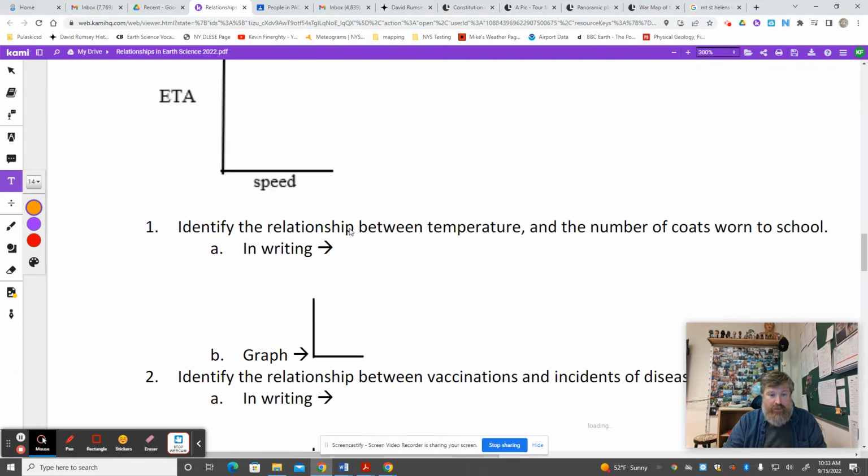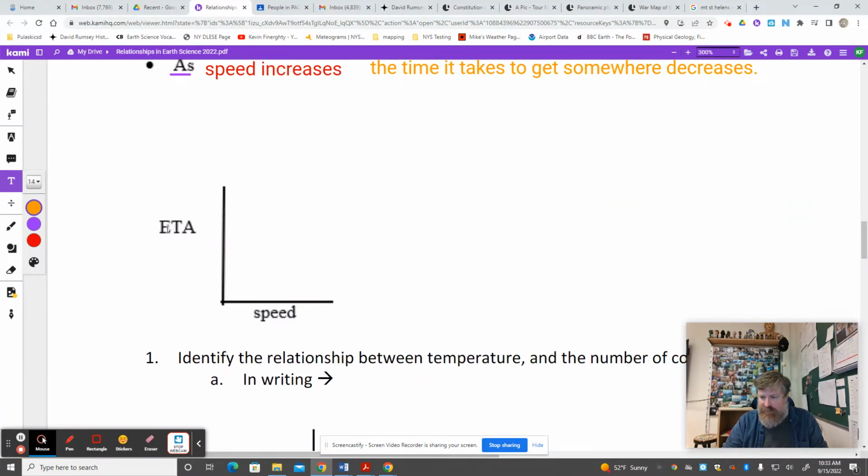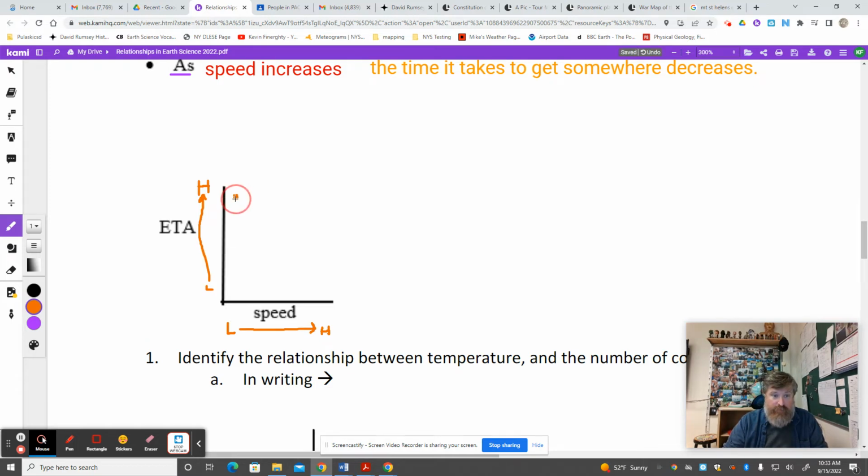So let's graph that. It's going to look a little different. ETA stands for estimated time of arrival. How long does it take to get somewhere, right? Think of the same thing. What if I'm going from a low speed up to a high speed? What happens to my time values going from low up to high? So if I'm going a low speed, it's going to take a lot of time. It's going to be a high value of time. Whereas if I go a high speed, it takes less time. So graphically, this one looks like that.